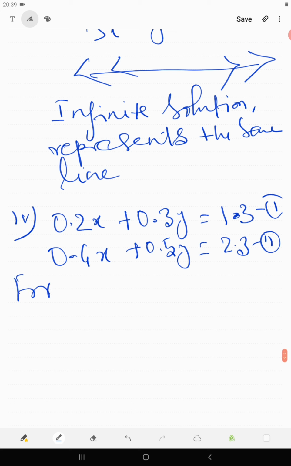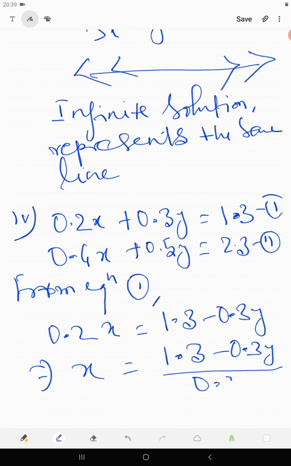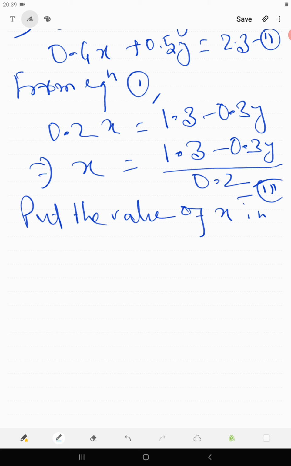So from equation 1, what we will get? 0.2x equals to 1.3 minus 0.3y. So this simplifies to x equals to 1.3 minus 0.3y divided by 0.2. Now put the value of x. So we will take this as equation 3. So put the value of x in equation 2. So what we will get?